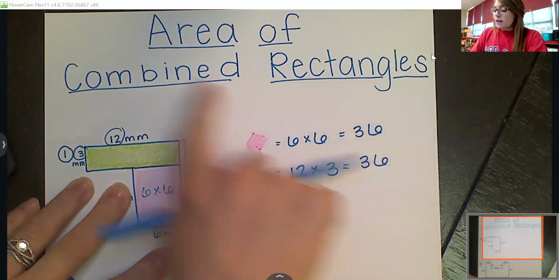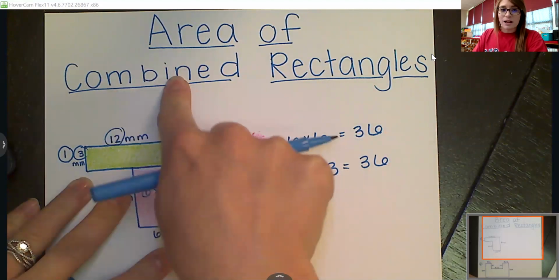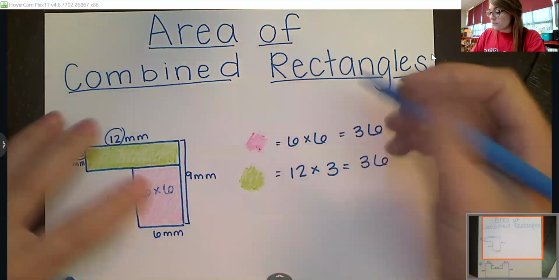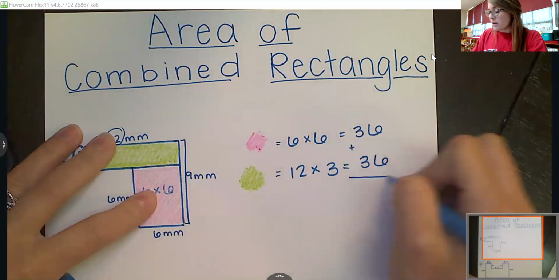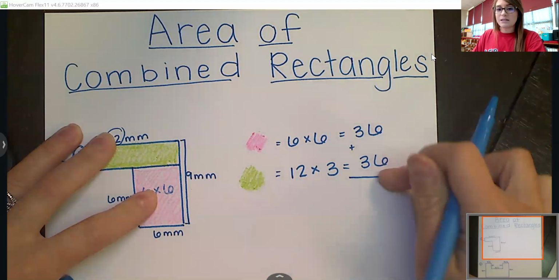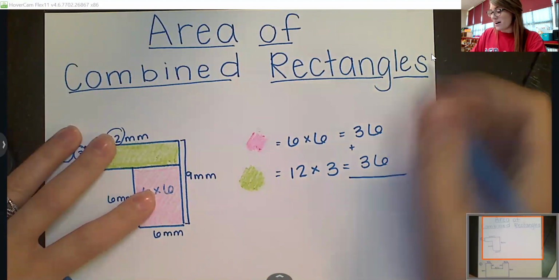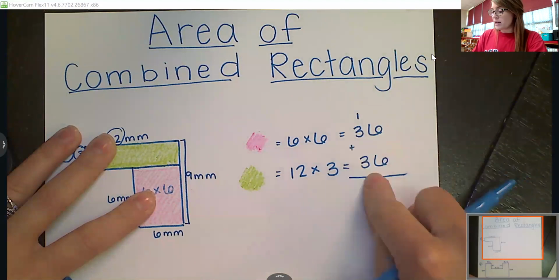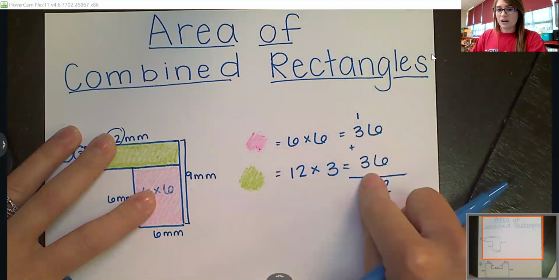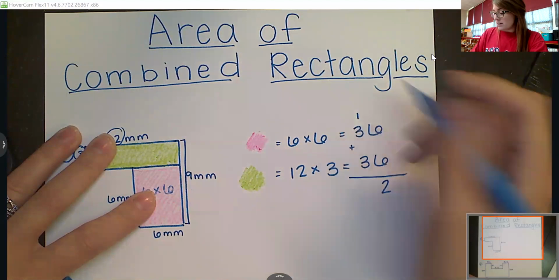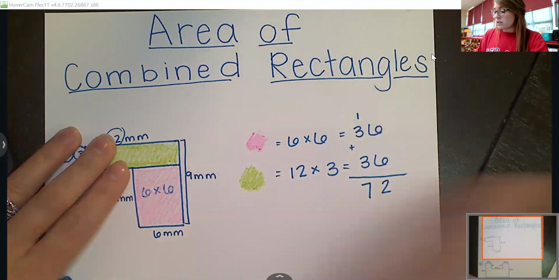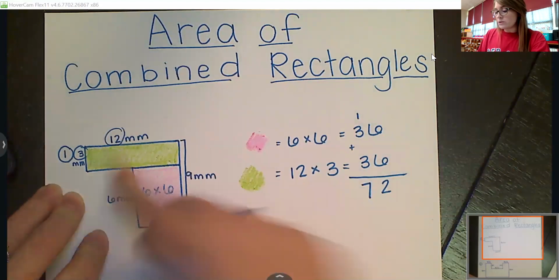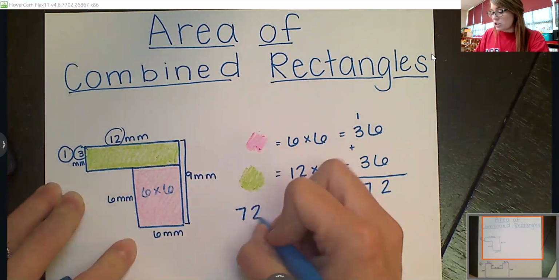So combined area, which means we need to combine those measurements together, add them together. 36 plus 36, 6 plus 6 is 12. Awesome. 2 goes down, 1 comes up. 3 plus 3 is 6. Very good. Plus 1 more is 7. Very good. So the combined area of both of these rectangles is going to be 72.